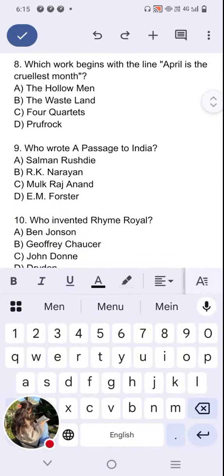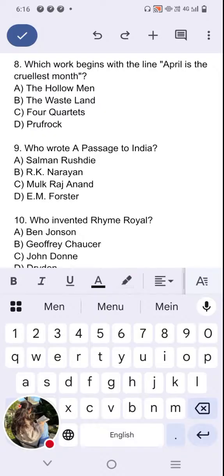Next question, which work begins with the line, April is the cruelest month? It's a very easy question, direct question. Option A, The Hollow Men. Option B, The Wasteland. Option C, Four Quartets. Option D, The Love Song of Alfred J. Prufrock. That's the whole title.